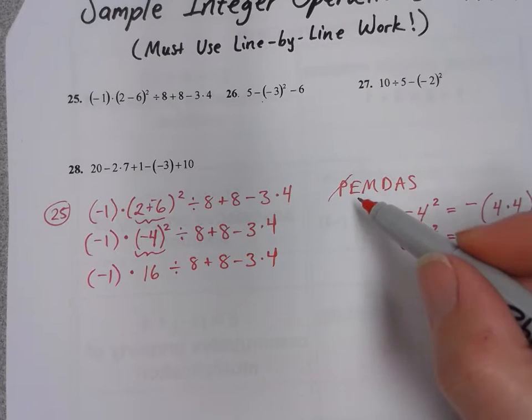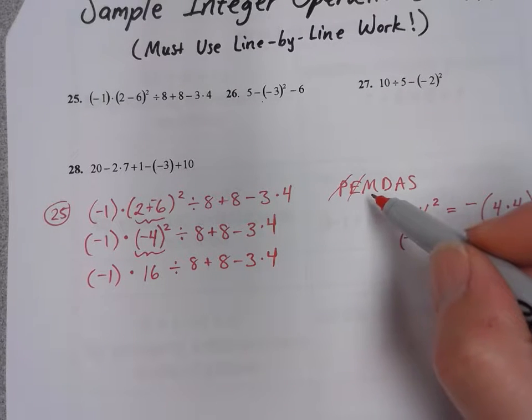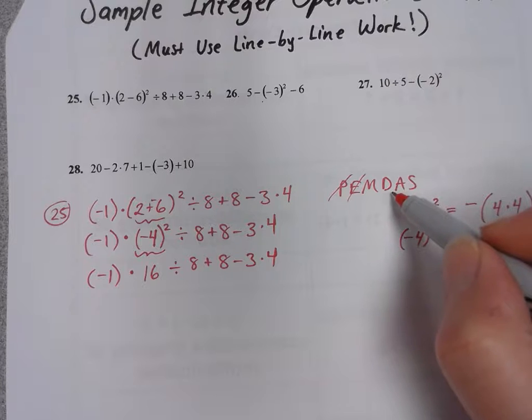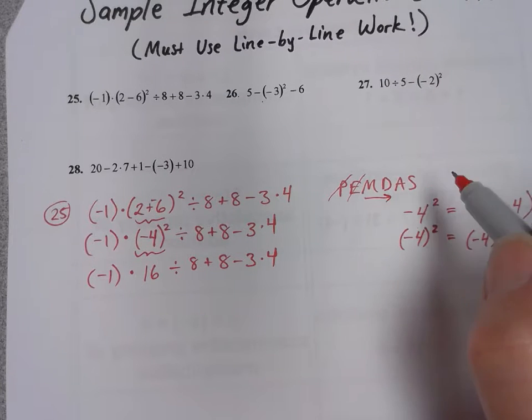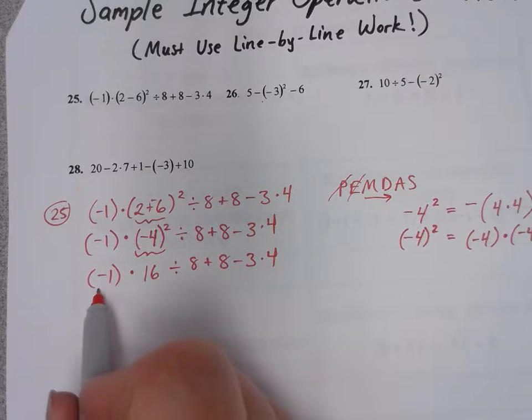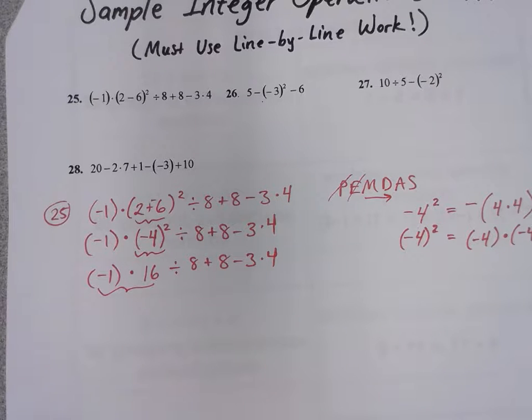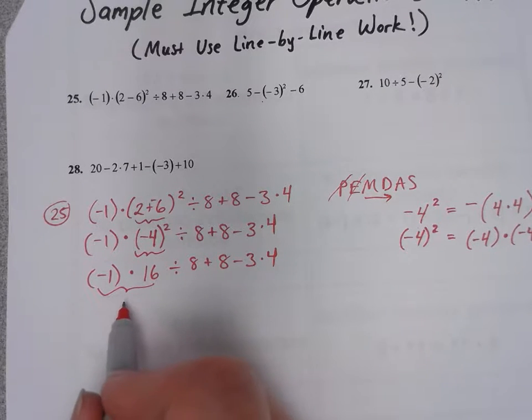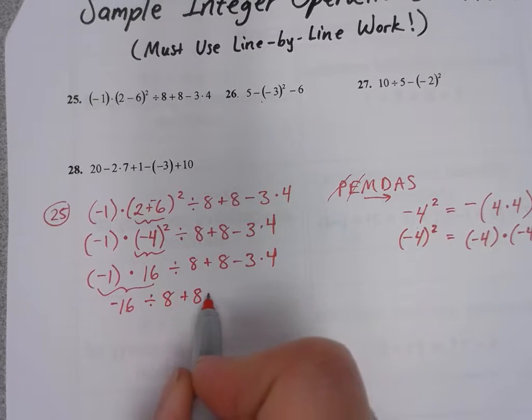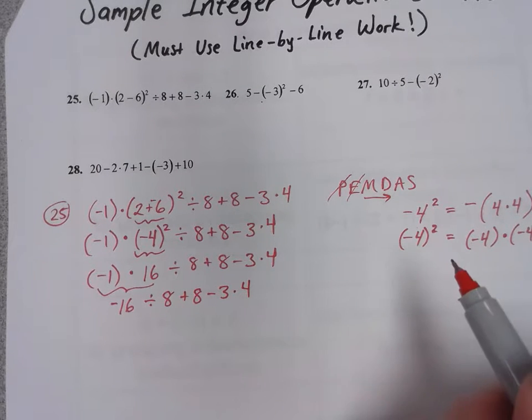Are there other exponents? The answer is no. Is there multiplication to deal with or division in order from left to right? The answer is yes. As you move along, the first thing I see here is a multiplication, so that's what we better do first. What's -1 times 16? Well, 1 times 16 is 16, but those signs don't get along. That should be a -16, and we bring everything else down in our line by line work.